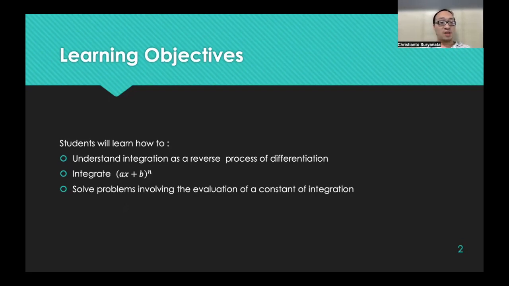After that, I hope that you can integrate multiple types of equations, and then solve problems involving the evaluation of the constant of integration. What is that? So let's see.